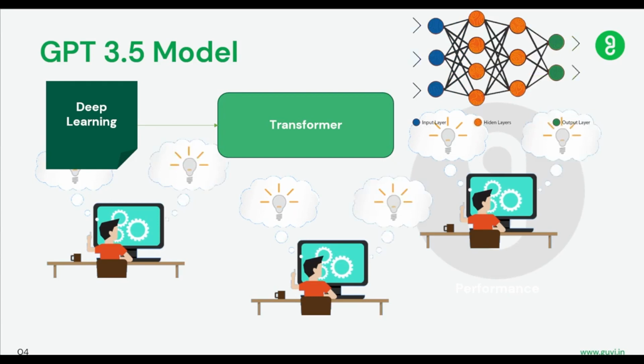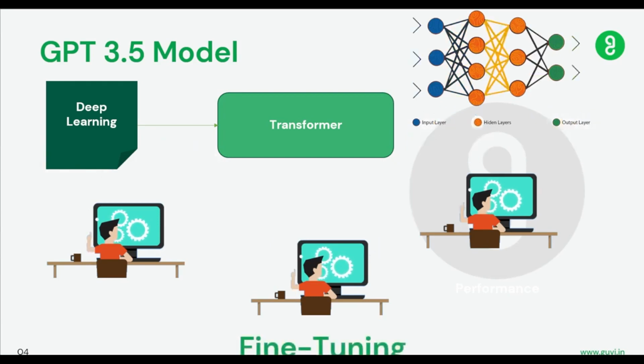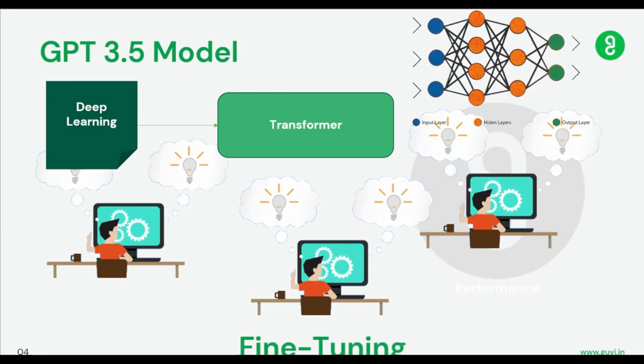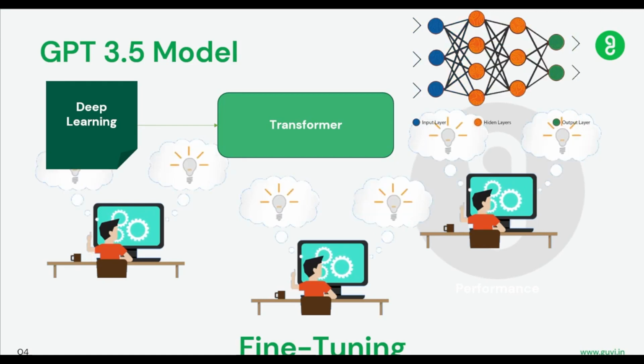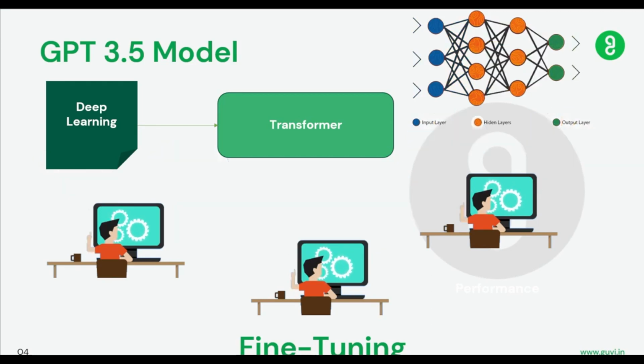ChatGPT uses a technique known as fine tuning, which customizes the 3.5 model to work specifically for a chatbot application. Fine tuning involves training the model on a smaller dataset that is specific to the task at hand, in this case, which would be generating responses for a chatbot. The process allows the model to adapt to the nuances of chatbot conversation and produce more accurate responses.